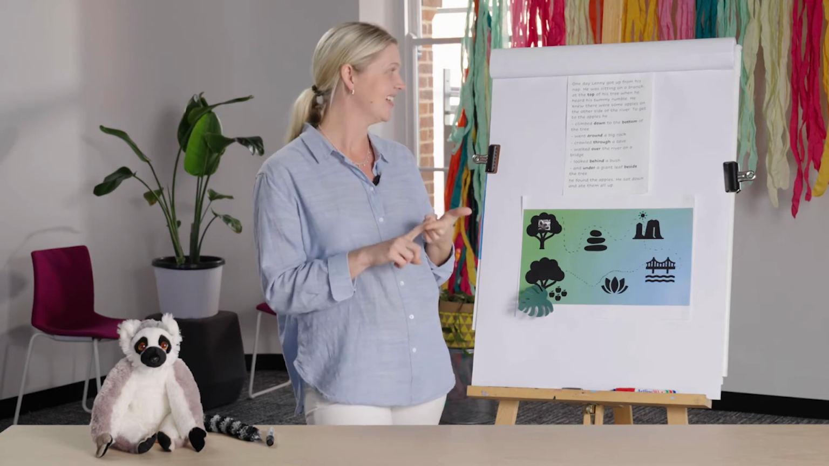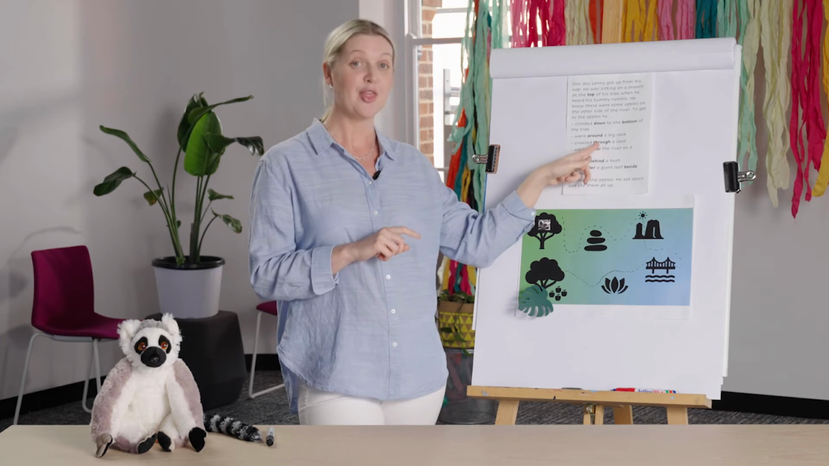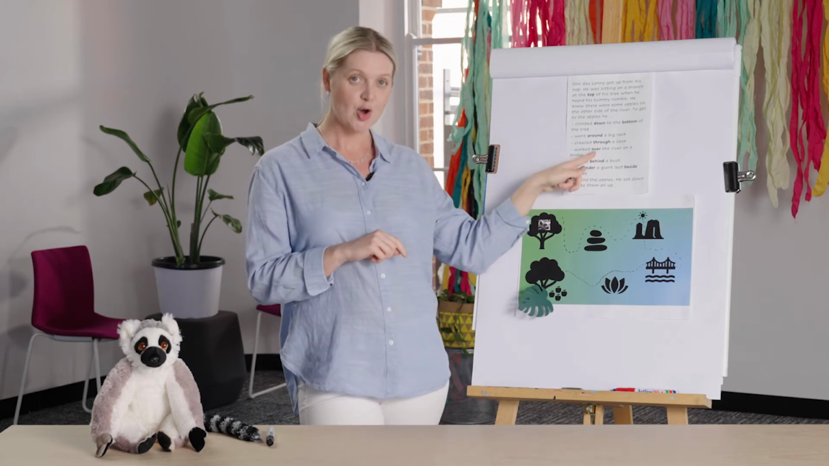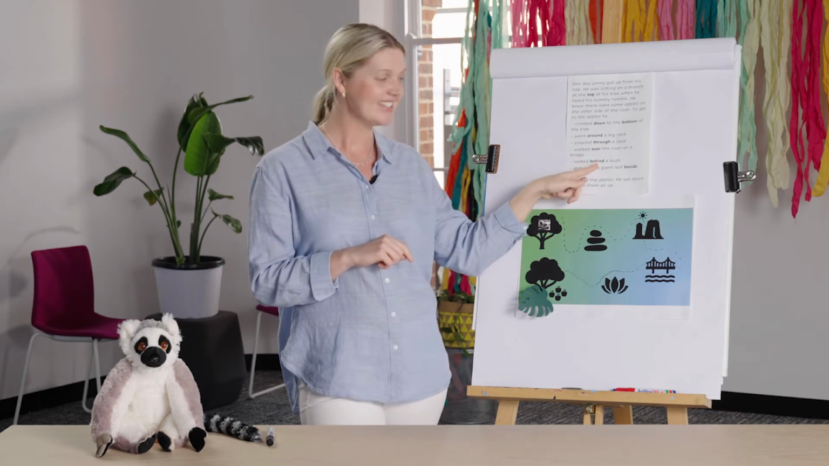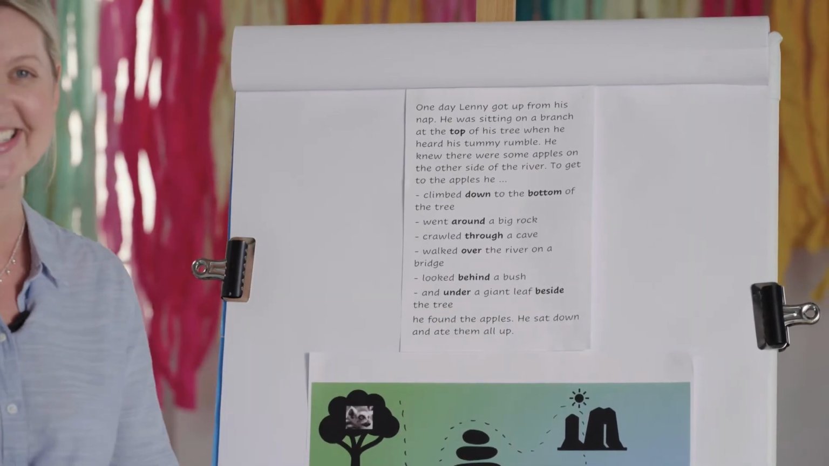How did you go? Did you hear 9 location and direction words? The words were top, down, bottom, around, through, over, behind, under, and beside.